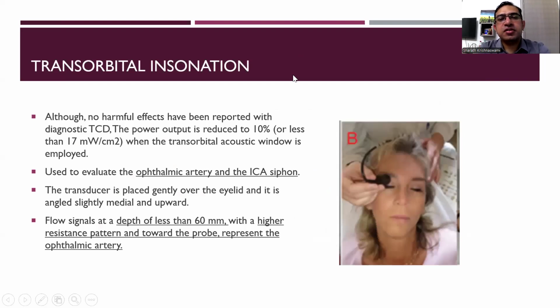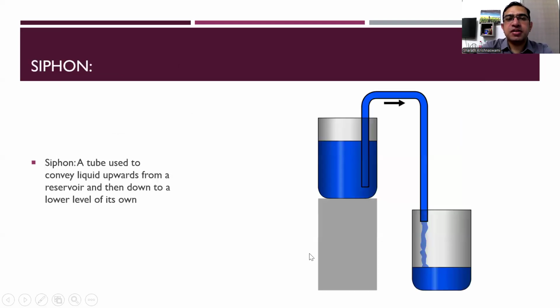Now that we have done the transtemporal insonation, we can also try the transorbital insonation. Usually no harmful effects are seen with a diagnostic TCD, but it is important to reduce the power output to 10% or less. This is used to evaluate the ophthalmic artery and the ICA siphon. You place the transducer gently on the patient's eyelid, angled slightly medially and upward. If there is a flow signal at a depth of less than 60 millimeters with a higher resistance pattern, and if it is towards the probe, then this represents the ophthalmic artery.